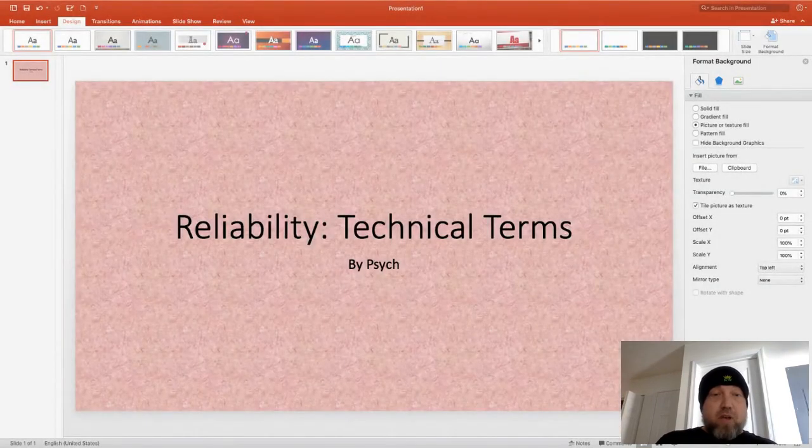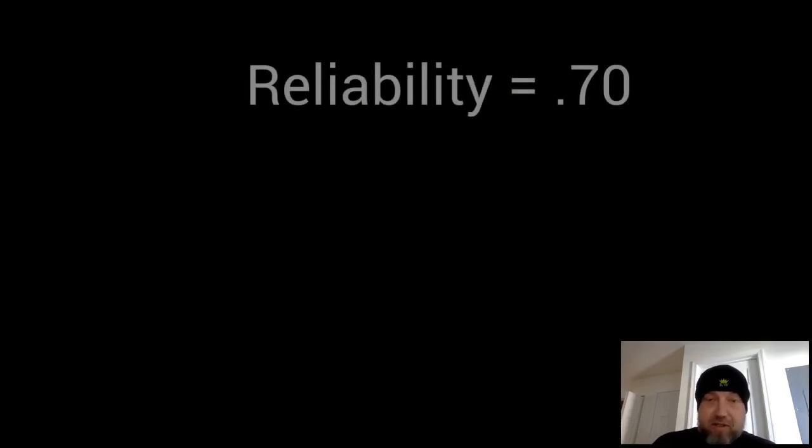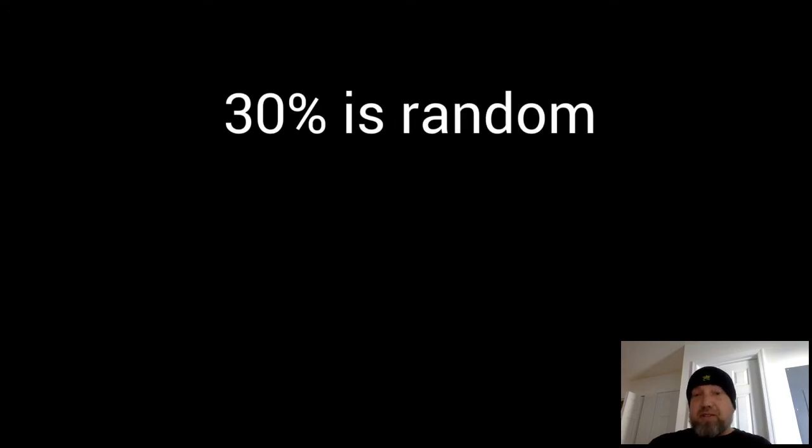So let's take one simple example just to see how we could interpret our estimate. Let's assume that we have a reliability estimate of 0.70. So this indicates that, according to our estimate, 70% of the variance that we can see, we're going to attribute to true score variance, whereas 30% of that variance would be noise, or it's random.